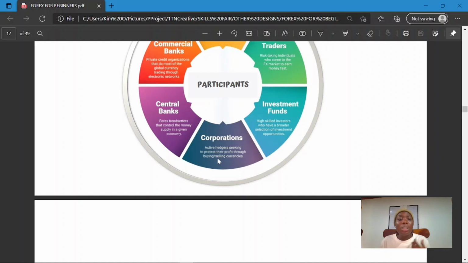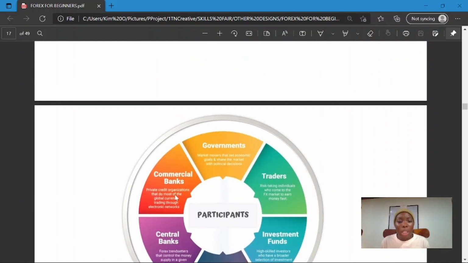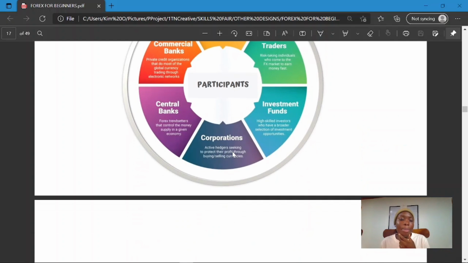Okay, now the next set of people we'll be talking about, like I said, there are 6 major market participants. They are not all fully listed here clearly, but I'll explain them. Now the next set of people are corporations. We call them hedgers. Okay, hedgers are companies that protect their profits by buying and selling currencies.